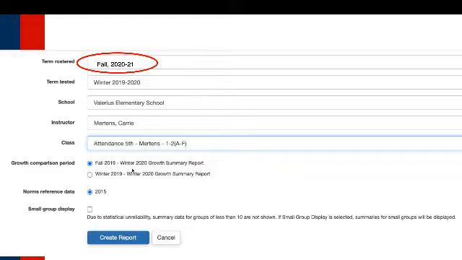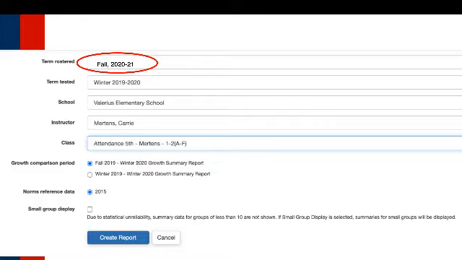In this example, because I'm looking at winter, I want to see how much growth the students made between the time they tested with us in the fall of last year and the time they tested in the winter. So this would be the period between September and approximately January during the 2019-20 school year.